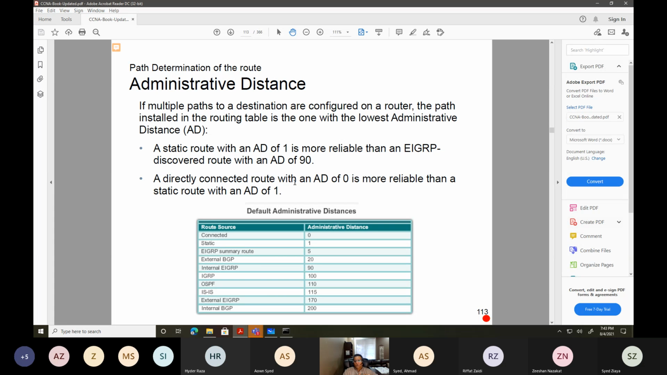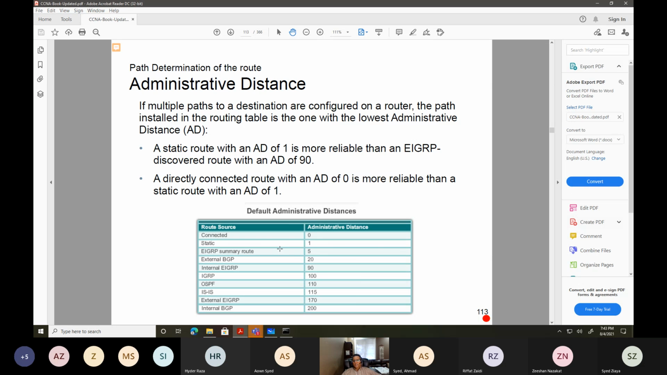OSPF is basically Open Shortest Path First. This is a routing protocol we are using. IS-IS is basically a routing protocol you're using. Static routes are where we're using. Anything with a lesser administrative distance is preferred. That's all it means. Understood?